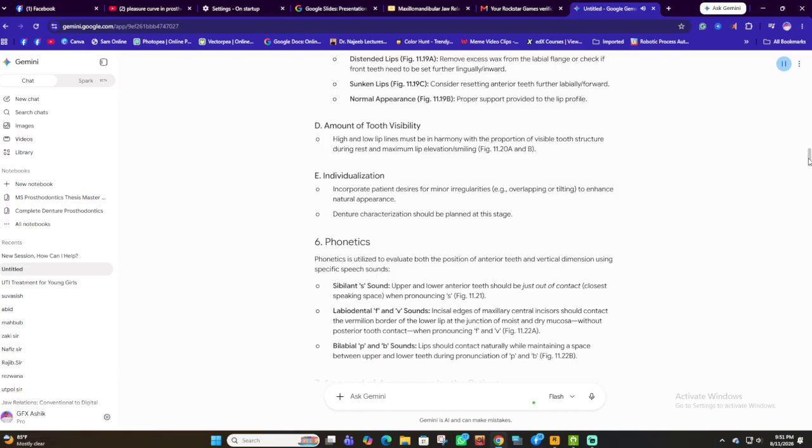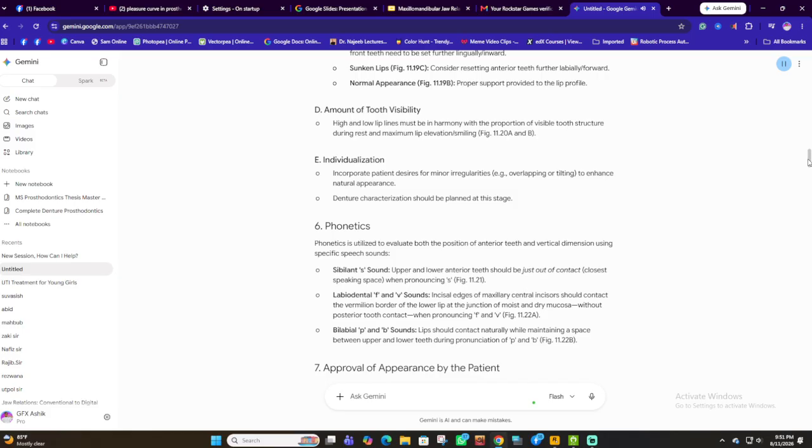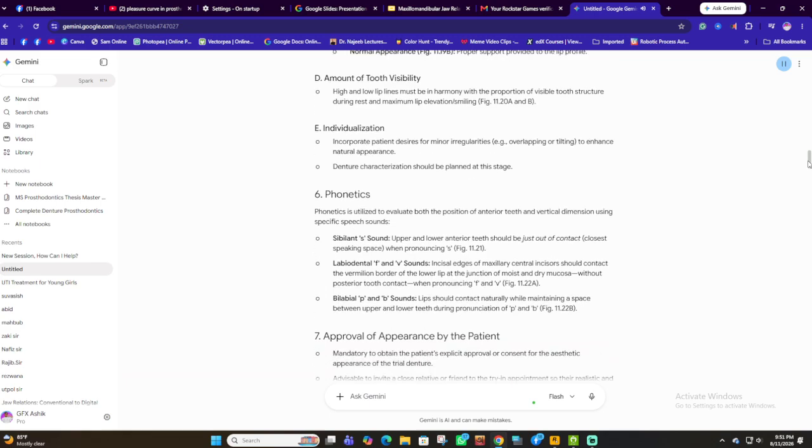E. Individualization. Incorporate patient desires for minor irregularities, e.g., overlapping or tilting, to enhance natural appearance. Denture characterization should be planned at this stage. 6. Phonetics. Phonetics is utilized to evaluate both the position of anterior teeth and vertical dimension using specific speech sounds. Sibilant S sound. Upper and lower anterior teeth should be just out of contact, closest speaking space, when pronouncing S.